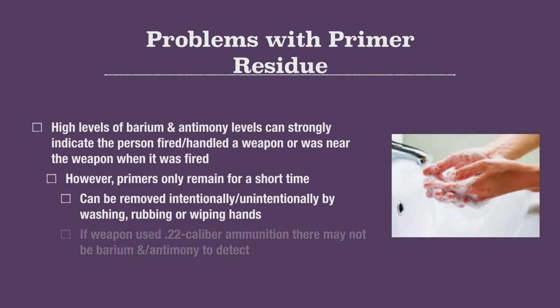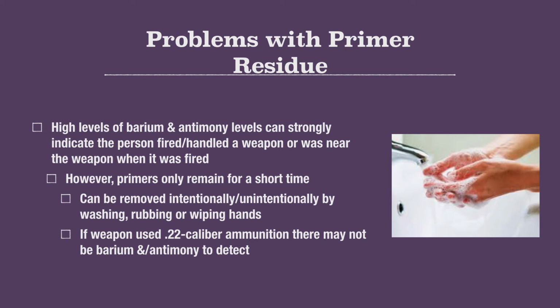The problem with primer residue is that it doesn't last for a long time. Although it can leave high levels of barium and antimony, which is a strong indication that that person handled or fired that weapon, or at least was very near to the weapon when it was fired, it doesn't last. It can be removed intentionally or unintentionally by washing hands, or rubbing or wiping hands on shirts, objects, or pants. And then, of course, like I said, if the weapon was a .22 caliber ammunition, it's not going to have barium or antimony to detect.